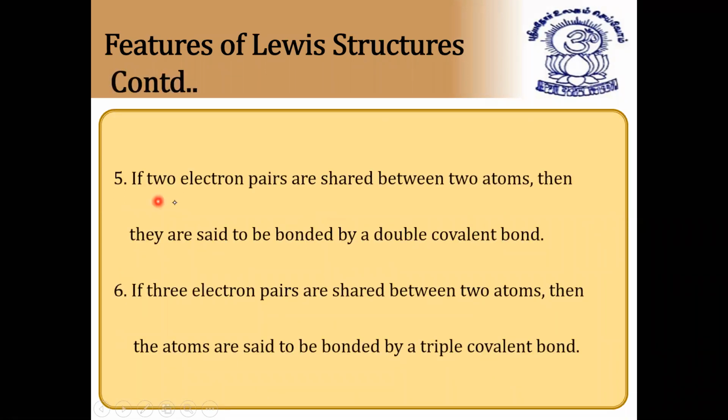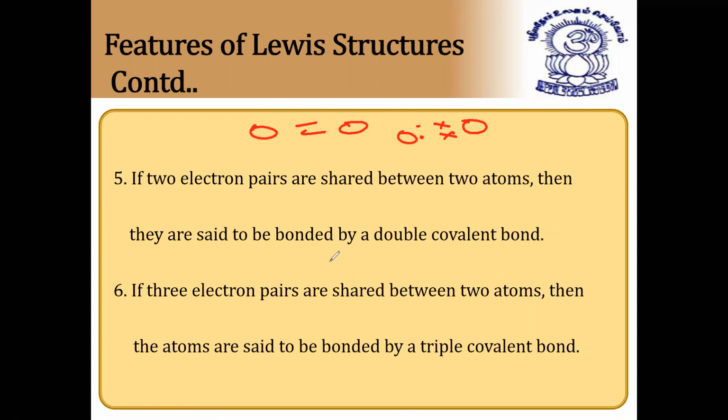Suppose two electron pairs are shared between two atoms, then they are said to be bonded by a double covalent bond. So for example, as I told you, oxygen O double bond O, because they share two electrons each. If you write the structure here, they share two electrons from this oxygen and two electrons from this oxygen. As they are sharing two electrons each, it is called a double covalent bond.